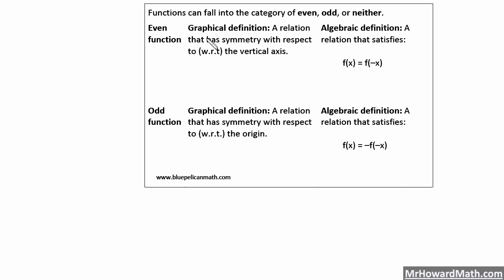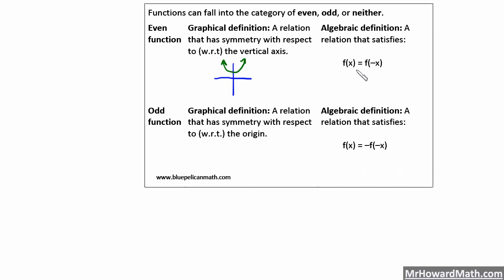All right, so an even function, graphically, is a relation that has symmetry with respect to the vertical axis. The quickest example to look at would be a parabola that is not shifted left or right, because it is symmetrical about the y-axis, just like this one is. We take what's to the right of the y-axis, reflect it over the y-axis, and it lays on top of itself. So that is by definition an even function because it's symmetrical about the y-axis.